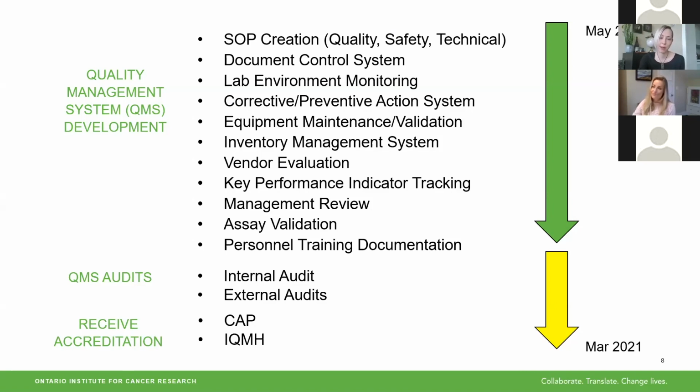And then we're finally just wrapping up the assay validation that Dax is going to describe. After that's fully finished, all of our personnel have to be trained in the assays that we have just validated and fully documented, at which point I'm going to conduct an internal audit with the audit team here that will prepare us for our 2 external audits that are going to come from CAP and IQMH. And then hopefully around March 2021, we should be fully accredited by both organizations. So I'm going to stop sharing my screen here now and pass over to Dax.